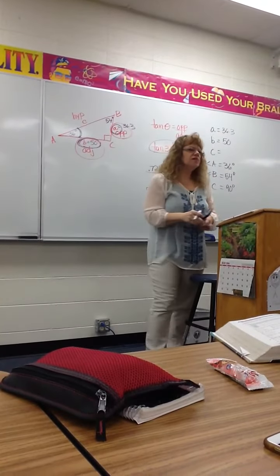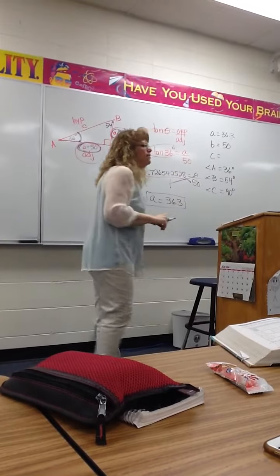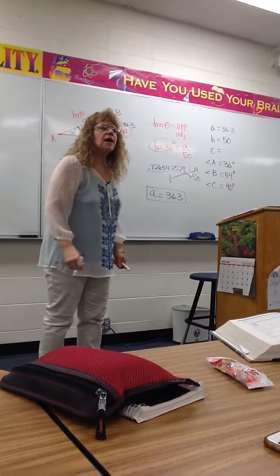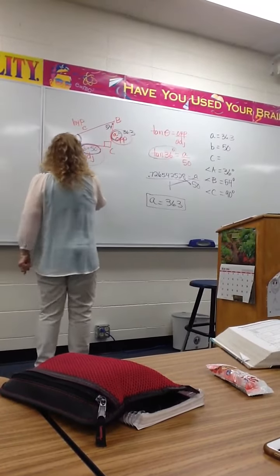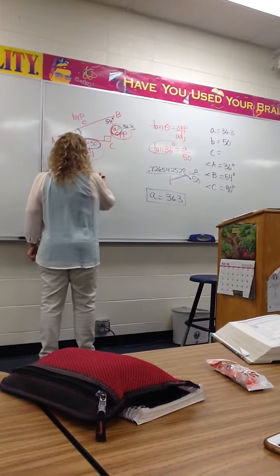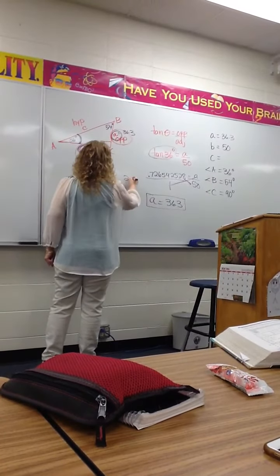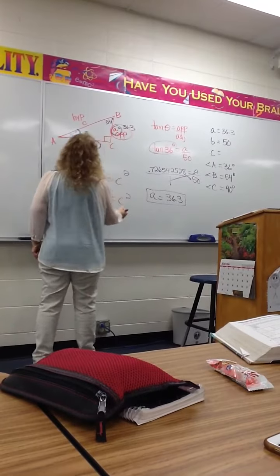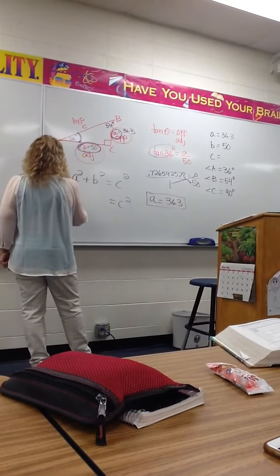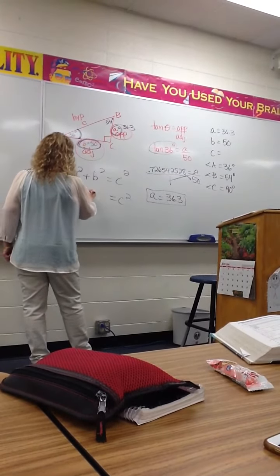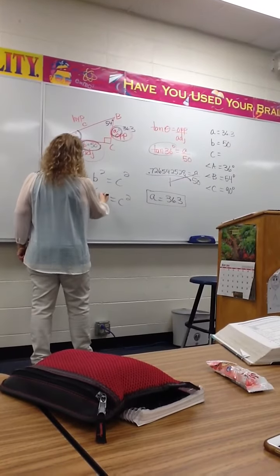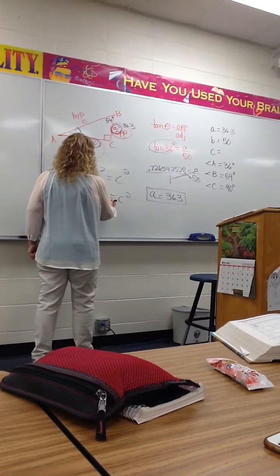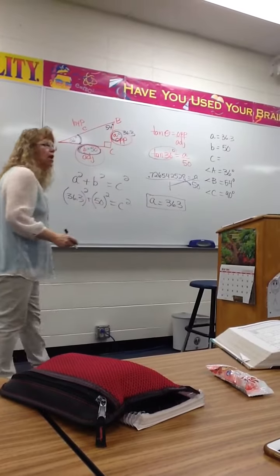Now would you agree side C is going to be really easy to find? I don't think I'm even going to do that. You're going to use A squared plus B squared equals C squared. We're looking for C squared. The A squared, that's 36.3, and the B squared, that's 50. And you can go from there.